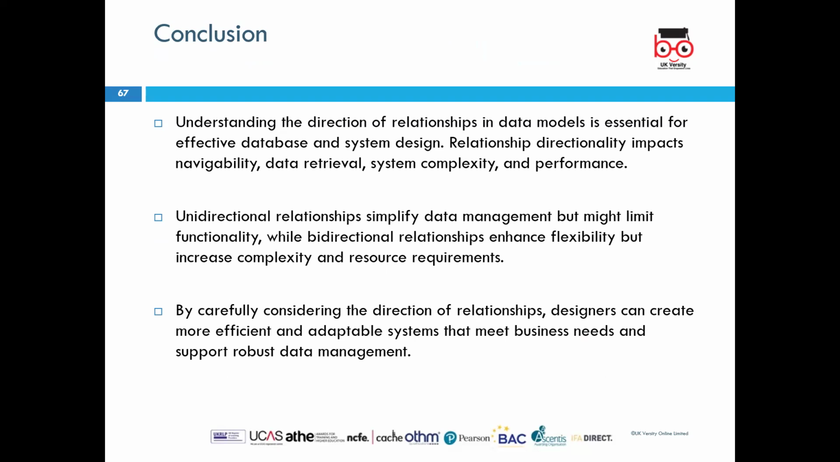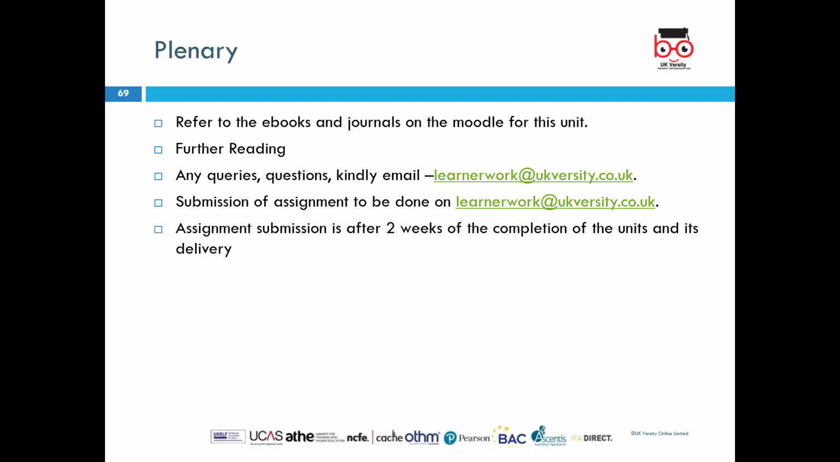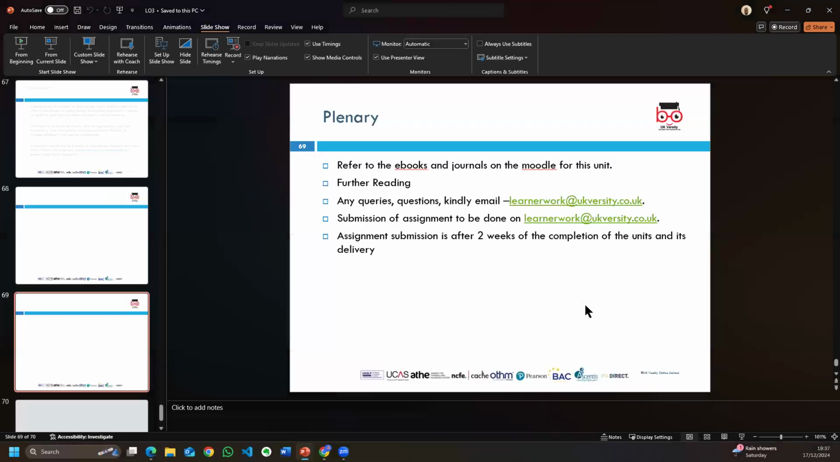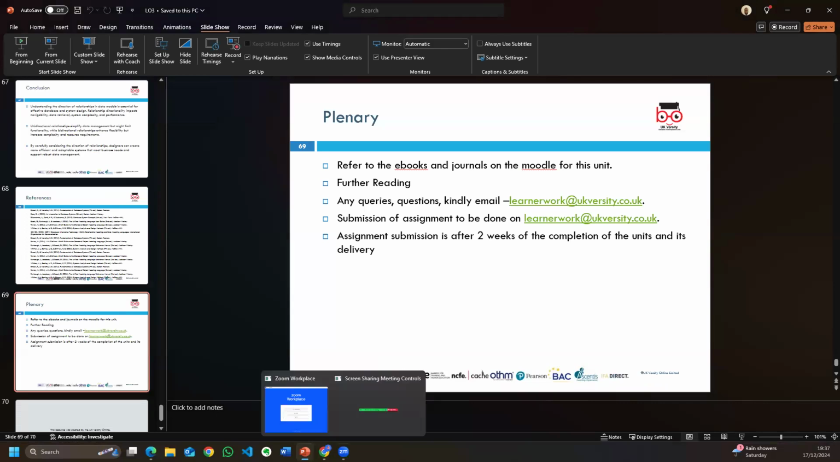So to conclude, understanding the direction of relationship in data models is essential for effective database and system design, where we now know that relationship direction impacts navigability, data retrieval, system complexity, and performance. So this was everything for today's session.